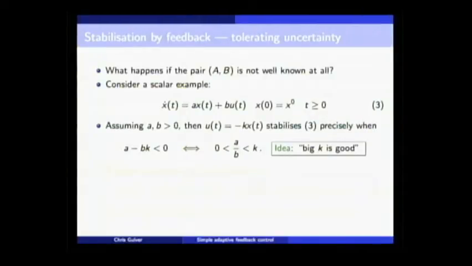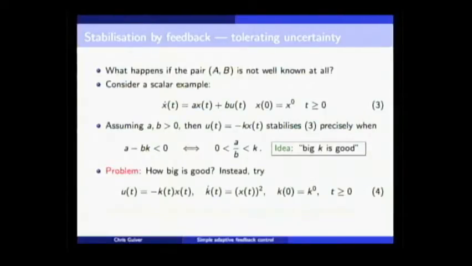Taking my state feedback, plugging it into 3, I'm going to get A minus BK. I want that to be negative. So rearranging, that means K must be big. That's the idea. Big K is good. But of course, how big? I don't know A over B. Well, what I'm going to do is give some adaptation.